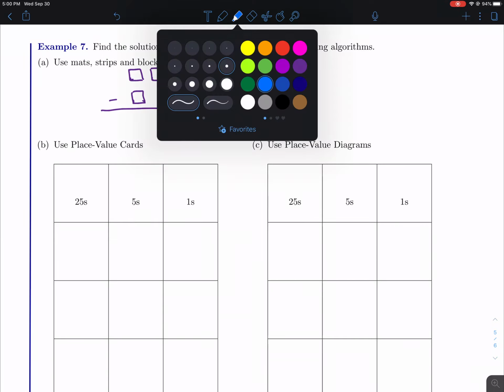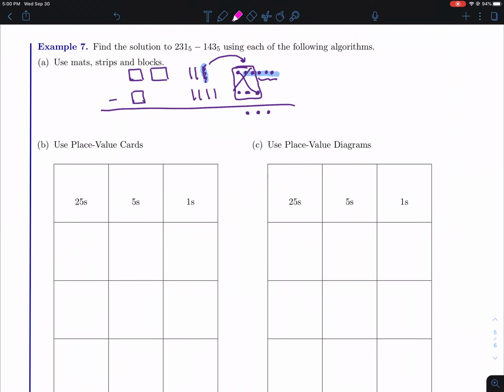So again, I'm in the same problem I was last time. I don't have enough strips on top. So let me take one of these mats and turn it into 5 strips. So we want to break this mat apart and turn it into 5 strips. So let me put them over here, and I'm going to have to do it tight. So 1, 2, 3, 4, 5. And so now I've got 5, 6, 7 strips on top.